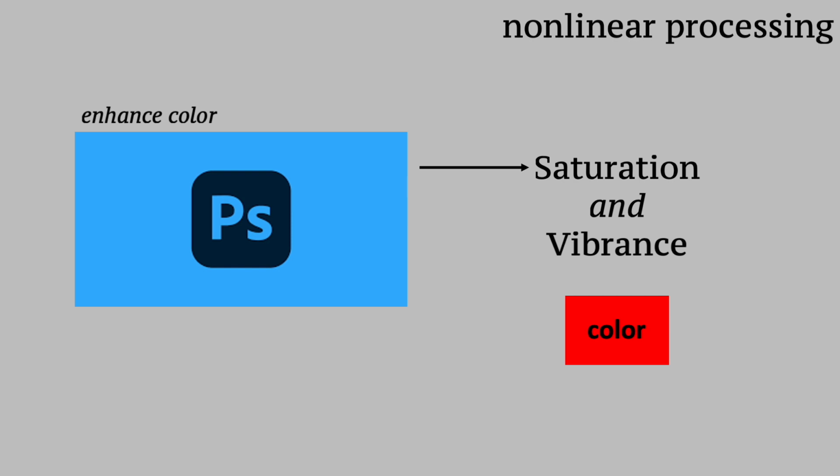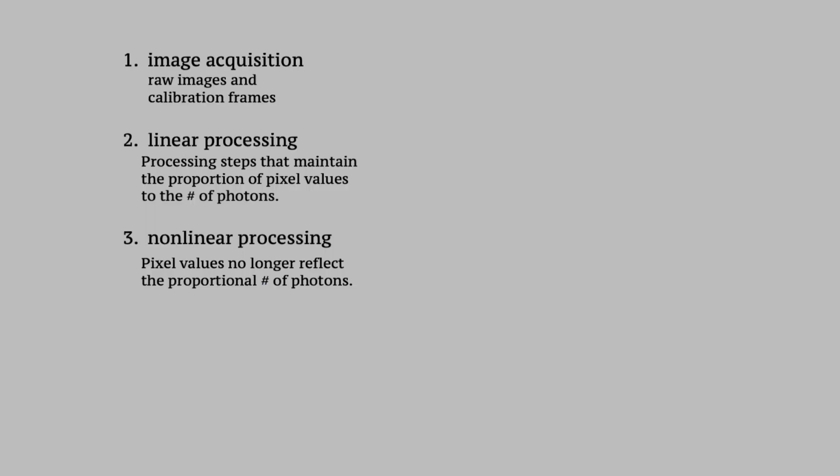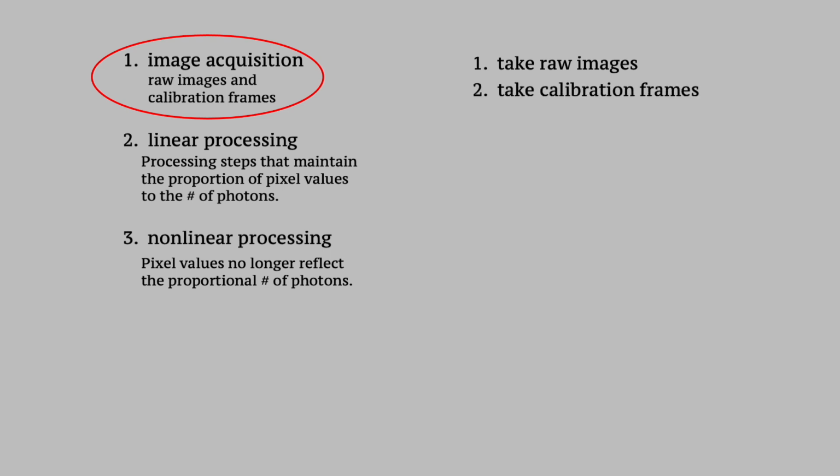Okay, so that is my process, and I want to review each of the steps rather quickly and put them all on just one slide here so you can see them all at one time if you want to make a copy of them. And so again, we're talking about three areas: image acquisition, linear processing, and nonlinear processing. And for image acquisition, we're just talking about taking the raw images and taking the calibration frames, those two things.